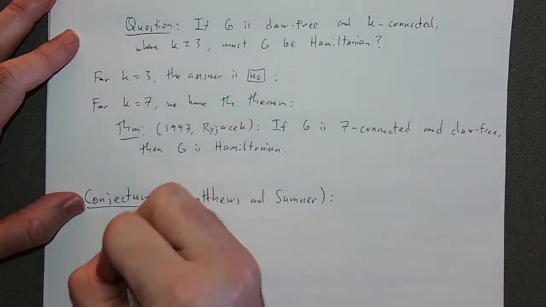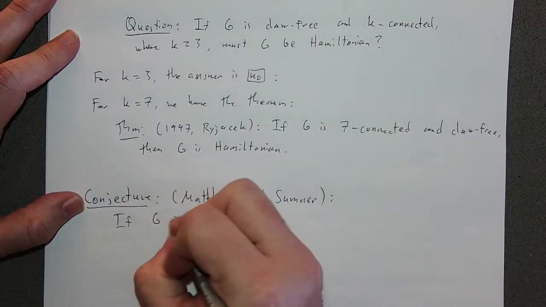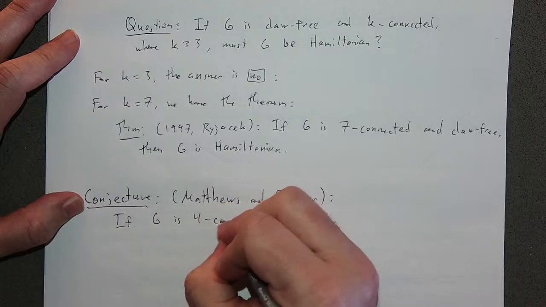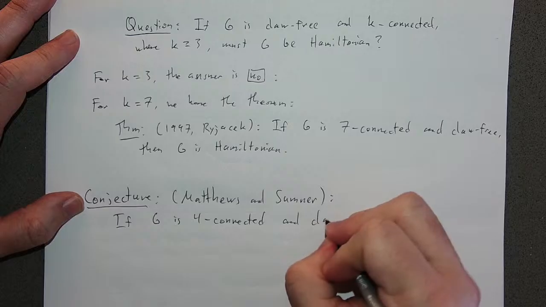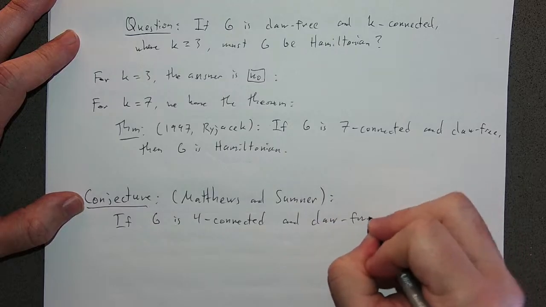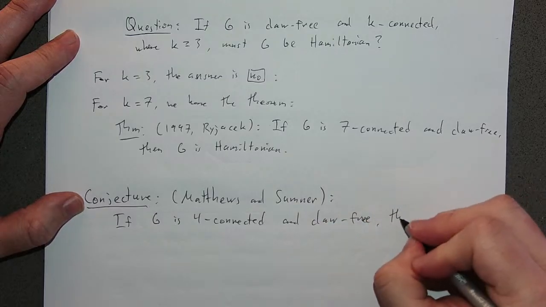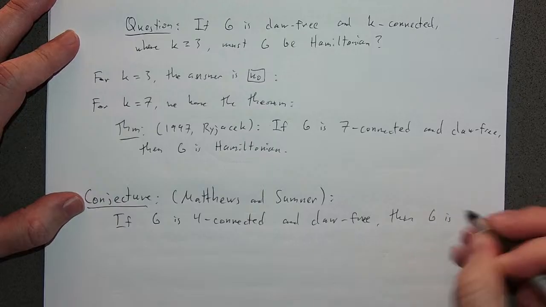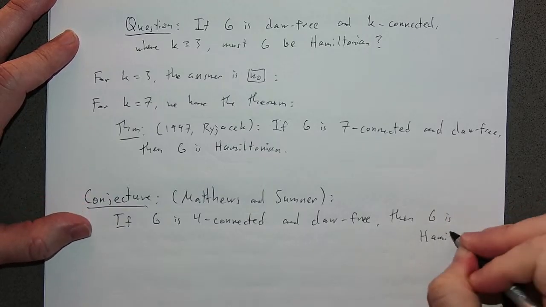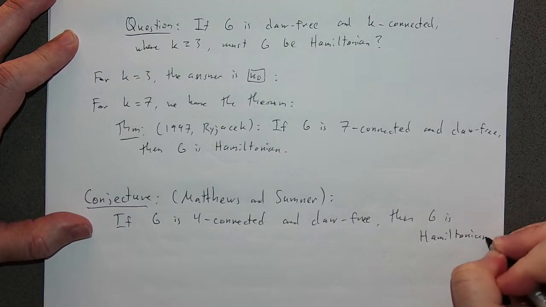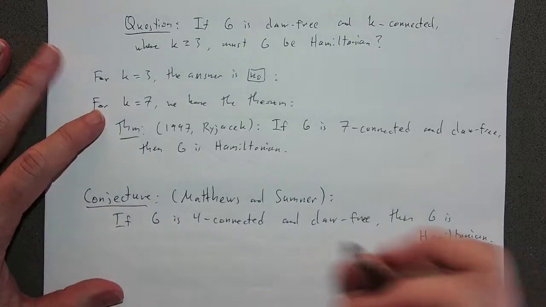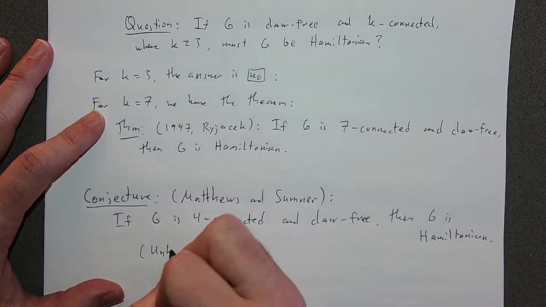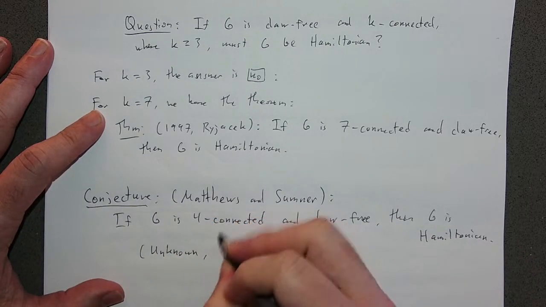If G is 4 connected and claw-free, then G is Hamiltonian. This is still unknown. So this is still open.